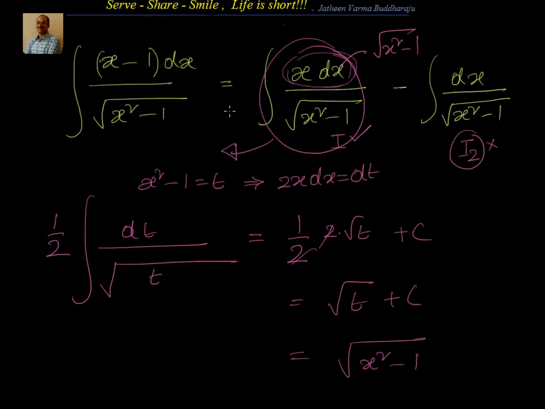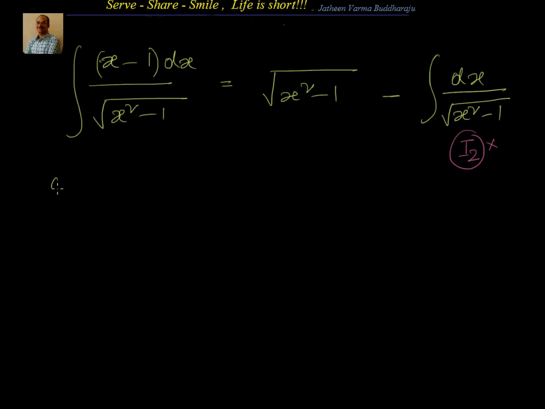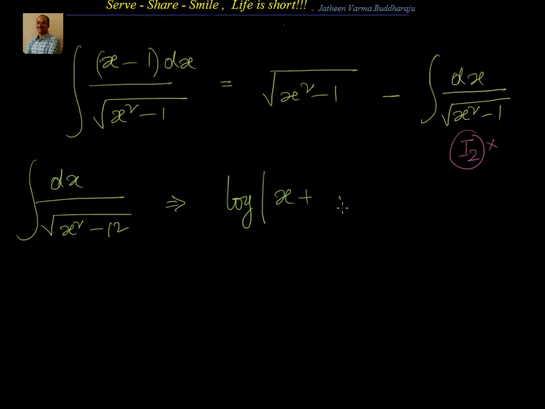Now for the second part, we know it's directly dx by square root of x square minus a square, that is x square minus 1 square, which is nothing but log of, as per the formula, x plus root of x square minus 1. So we can directly replace the integral of dx by root of x square minus 1 with log of x plus root of x square minus 1.